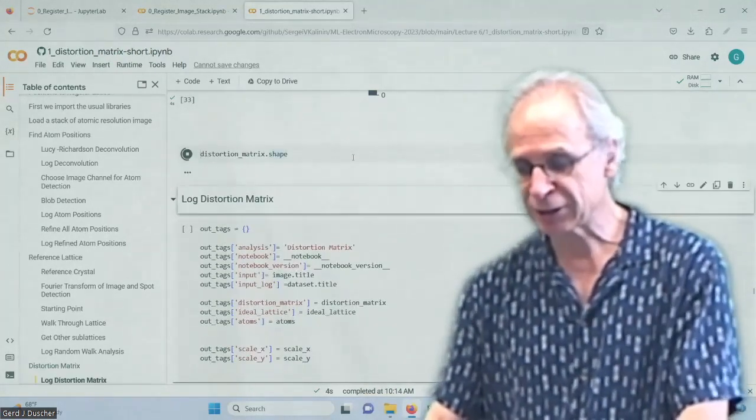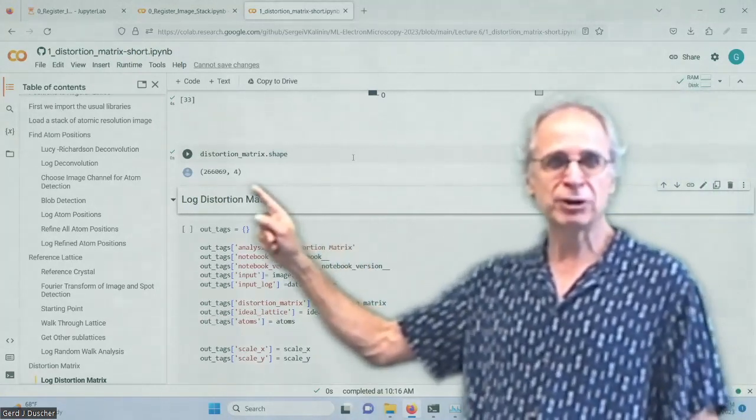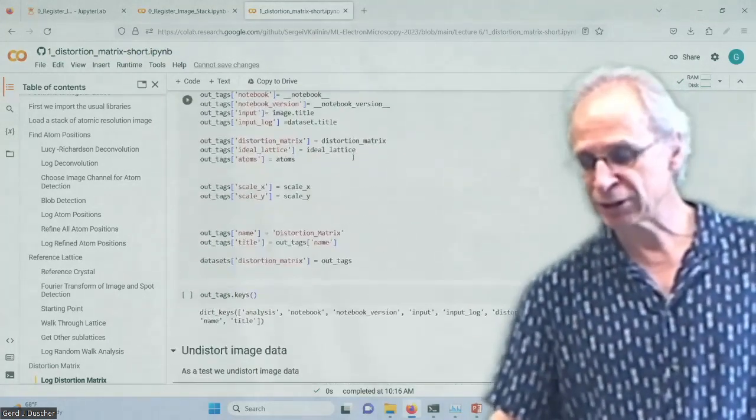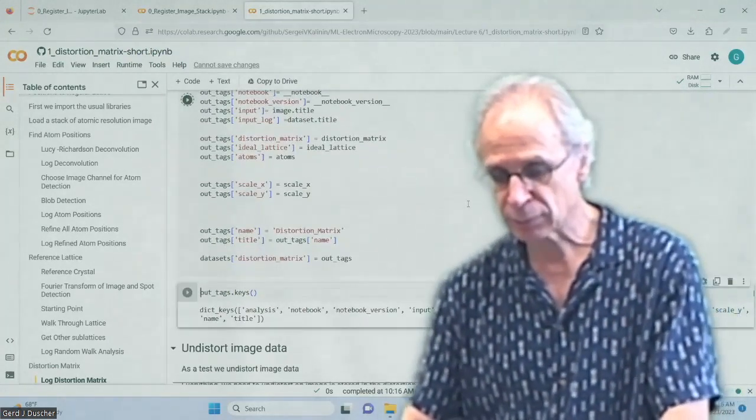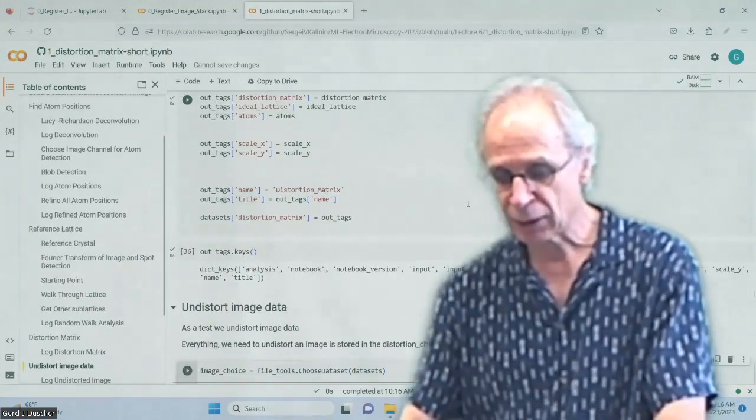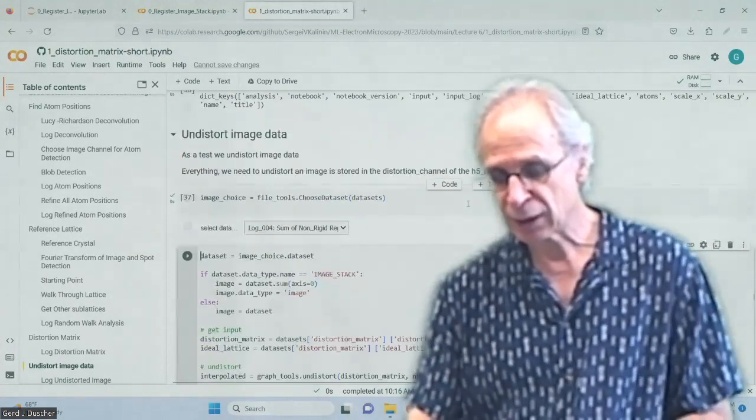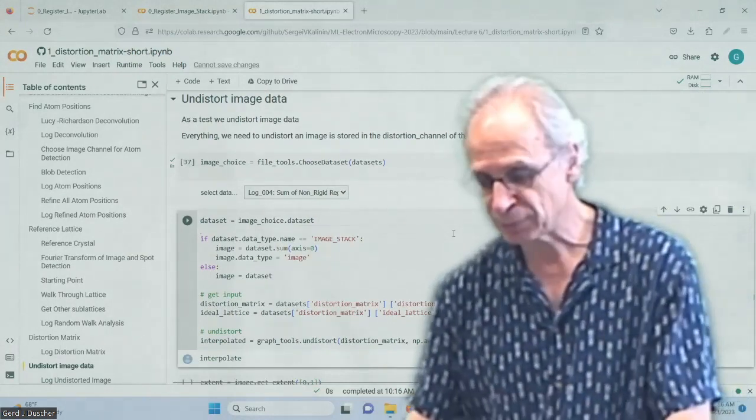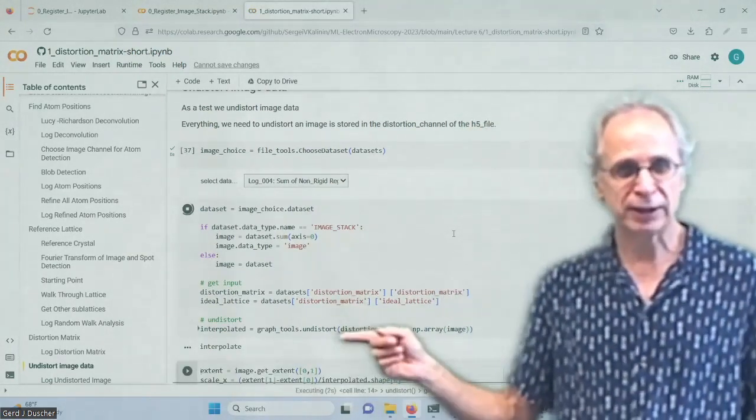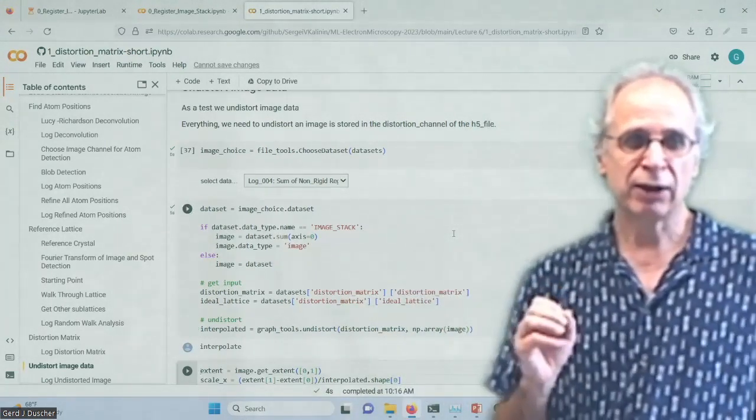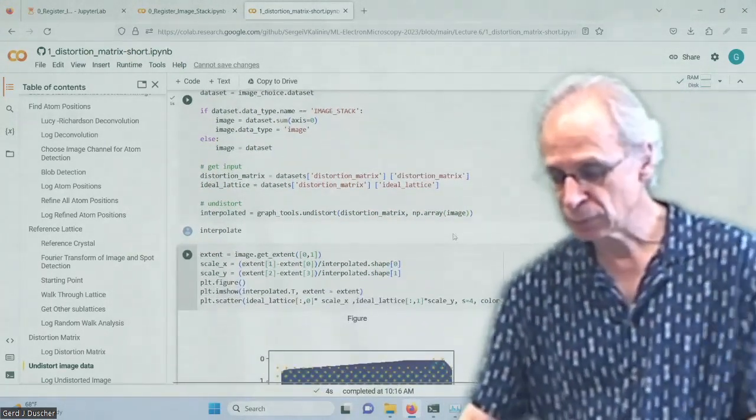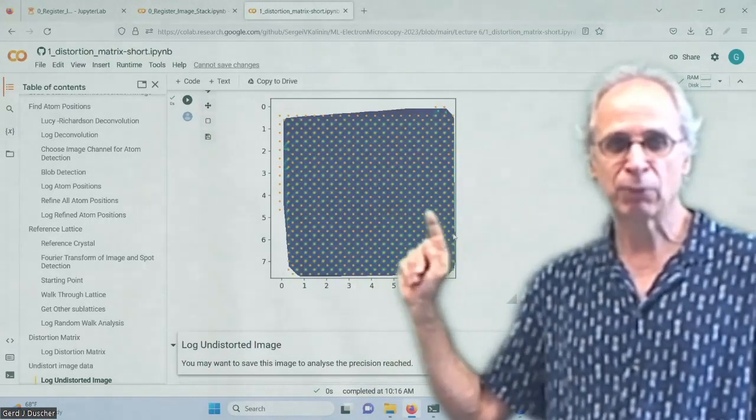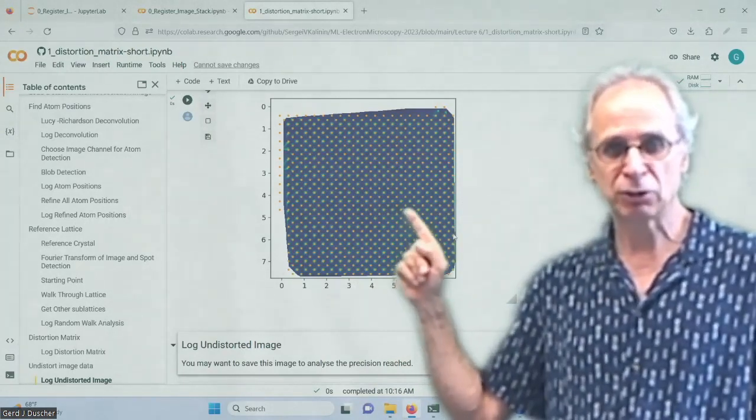The deformation matrix, for each pixel, which is 2 dimensions, gives you another pixel, which is another 2 dimensions. And if you use that deformation matrix, you can undistort your image. We use the image that we just had, right, in the deformation matrix. And we interpolate that. So SciPy spatial has an interpolation. And then we can run the extent. And this is now the perfectly undistorted image.